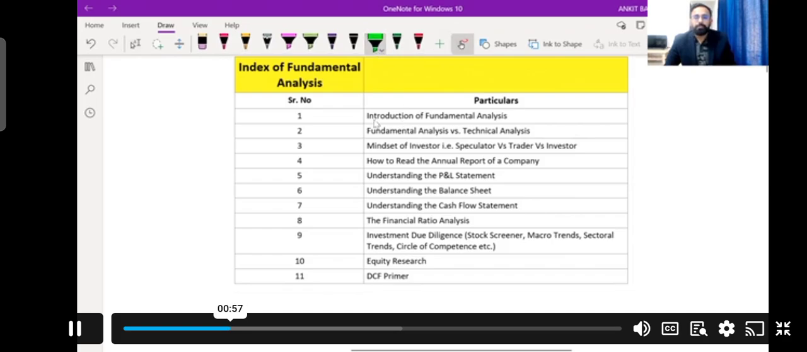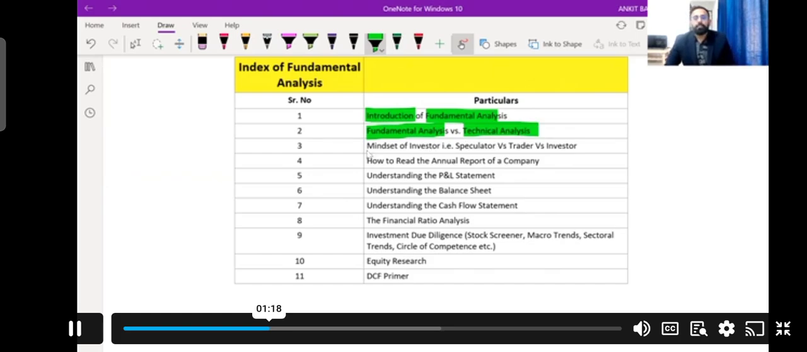So the first topic is the introduction of fundamental analysis, right? We will be discussing what fundamental analysis actually is. Our second topic is fundamental analysis versus technical analysis. There's a difference between technical analysis and fundamental analysis.